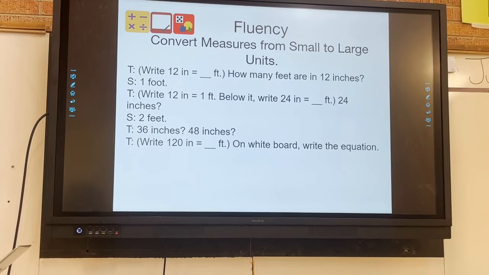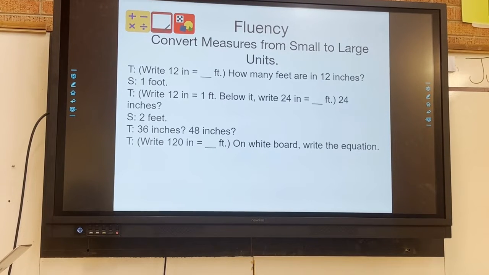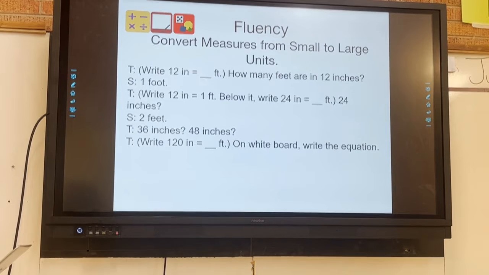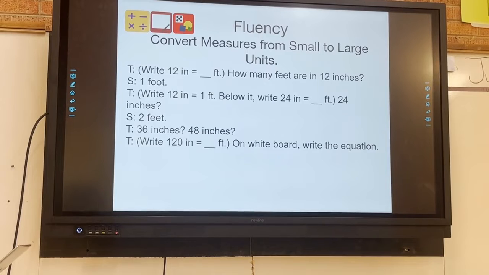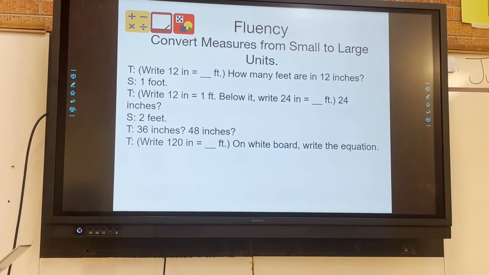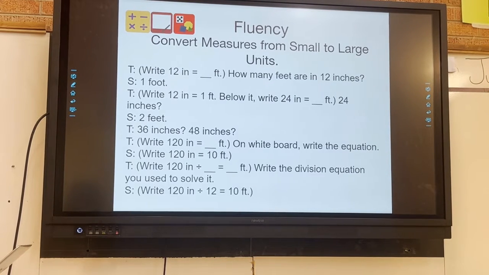If I wrote 120 inches, how many feet would I have? 10. Good. How do you know? Good, because 10 times 12 equals 120. So we can say multiply by 12. Because 1 times 12 is 12. 2 times 12 is 24. And then we can do the opposite, divide. If we divide 12 by 12, you get what? 1. Good. Great, we're moving on.